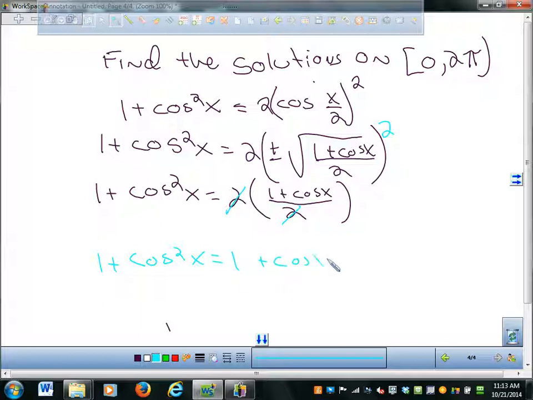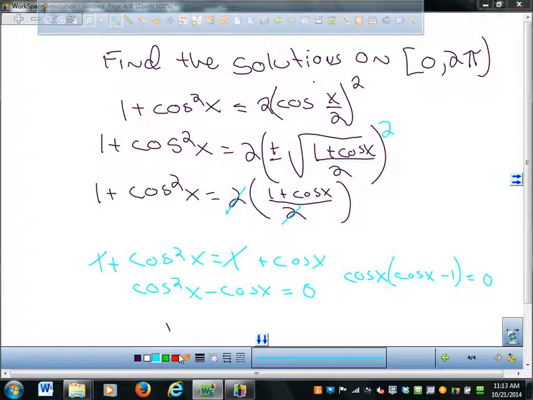Now I can cancel out a 1 from both sides. Oh, wait, I'm not done yet. Okay. I can't just divide away a cosine x. I have to subtract it. So I get cosine squared x minus cosine x equals what? 0. And now I factor that to cosine x times what? Cosine x minus 1 equals 0.